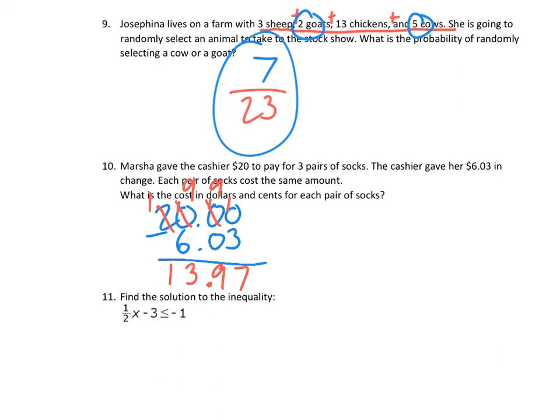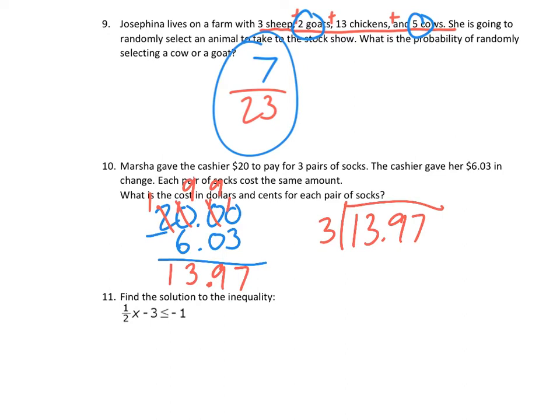So paid $13.97 for 3 pairs of socks. Well, if I want to know how much each pair of socks is, I'm going to do $13.97, and I'm going to divide that by 3 for my 3 pairs of socks. And this will tell me how much each pair of socks comes out for.